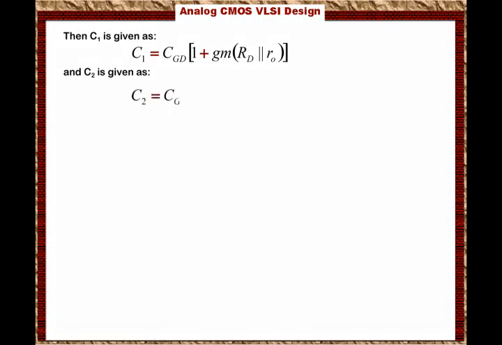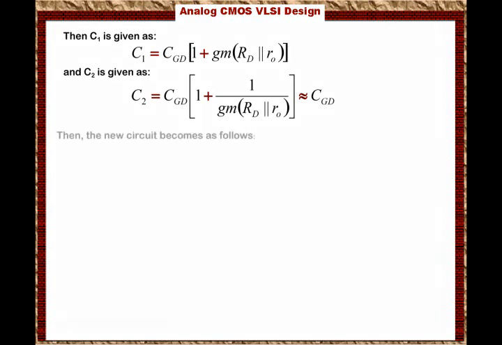C2 will equal CGD, which is the shunted capacitance, times 1 plus 1 over the gain, which is 1 over gm times RD in parallel with RO. And that is approximately CGD. And then we can approximate the circuit right away. So we can say what C1 is and what C2 is by inspection if we are familiar with the circuit. And now we know that C1 is much bigger than C2.